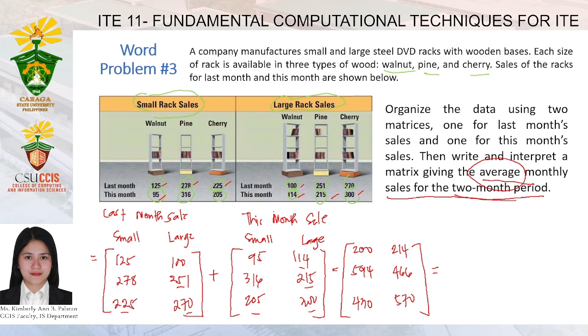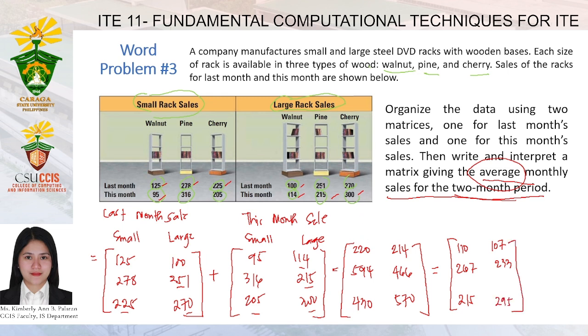Ay, sorry. This is 220. Sorry, namali ko and add. That is 220. Okay. So, if we will divide it by 2, that will be 110. And then, si 594 would be 267. 430 would be 215. 214 would be 107. 466 would be 233. And lastly, 570 will be 295.